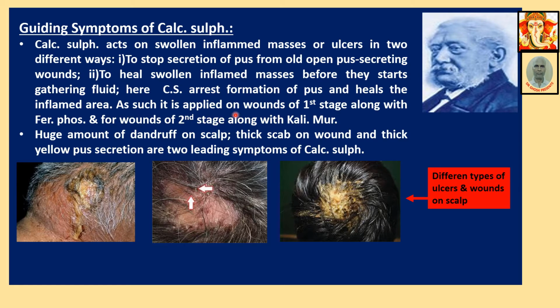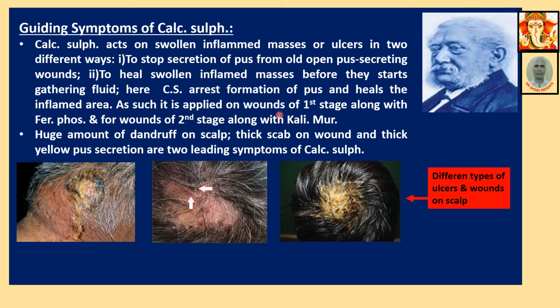As such, it is applied on wounds in the first stage along with Ferrum Phos, because Ferrum Phos takes care of inflammation. This is the first stage. So if you give Calcarea Sulph with Ferrum Phos, the swollen inflamed mass will dwindle, and the skin will be normal, that is cured. And when you are at the second stage, where inflammation is there, then you have to give it with Kali Mur. In that case, they jointly stop formation of pus, heal the wound, and cure will come.